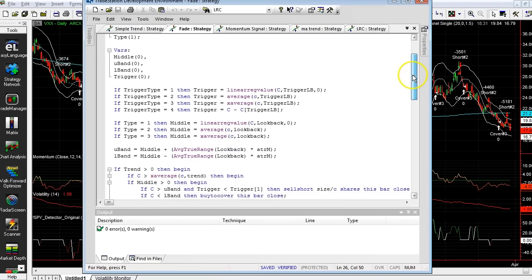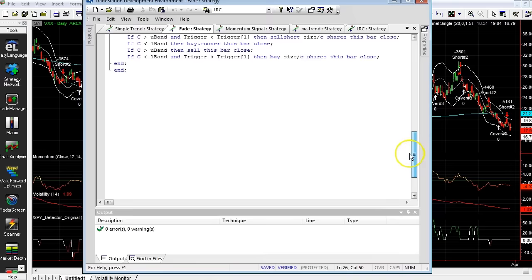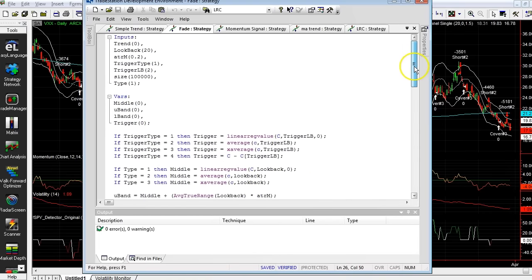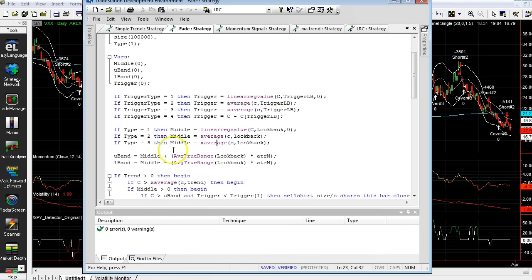And so this fade script is actually intended to optimize several different ways to fade the market. So I just wrote them all in at once, and I use these things to say, if the trigger type is 1, then do this. If the trigger type is 2, then do this. And then this is the mean. So we're looking at the type for the mean: linear regression, average, and exponential average.